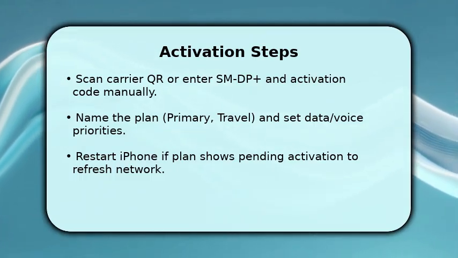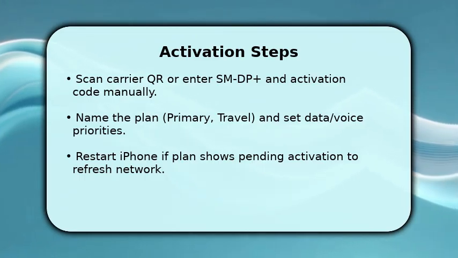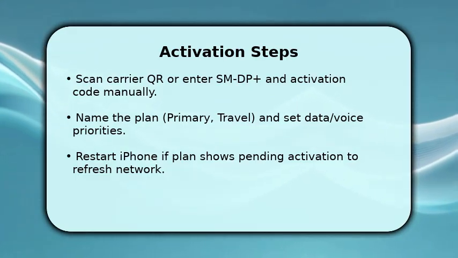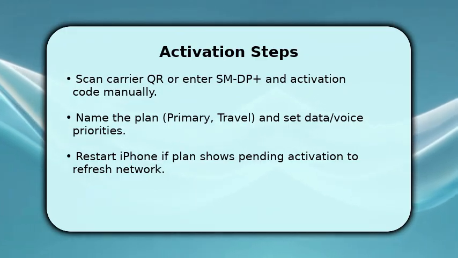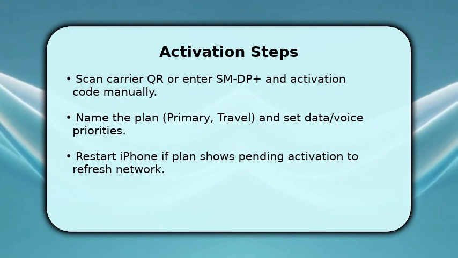Name the eSIM for easy identification, then set cellular data and voice priorities so your iPhone knows when to use each line. Make sure to toggle line labels and enable Allow Cellular Data Switching if needed. Once configured, the plan will attempt activation and may require a short restart to register on the network.